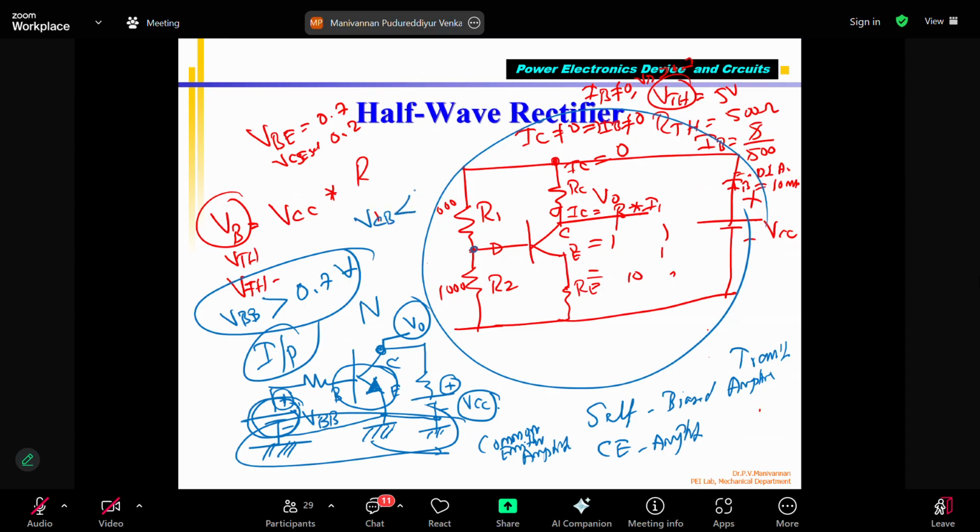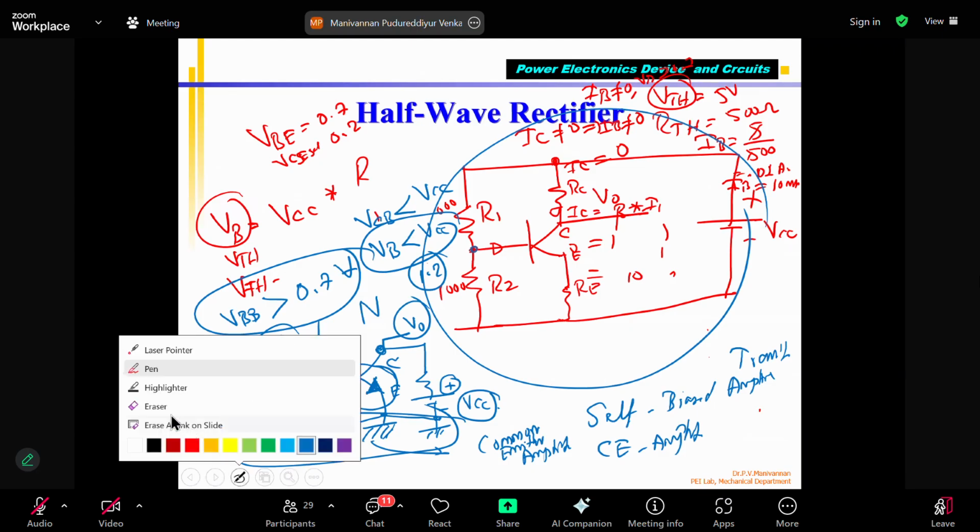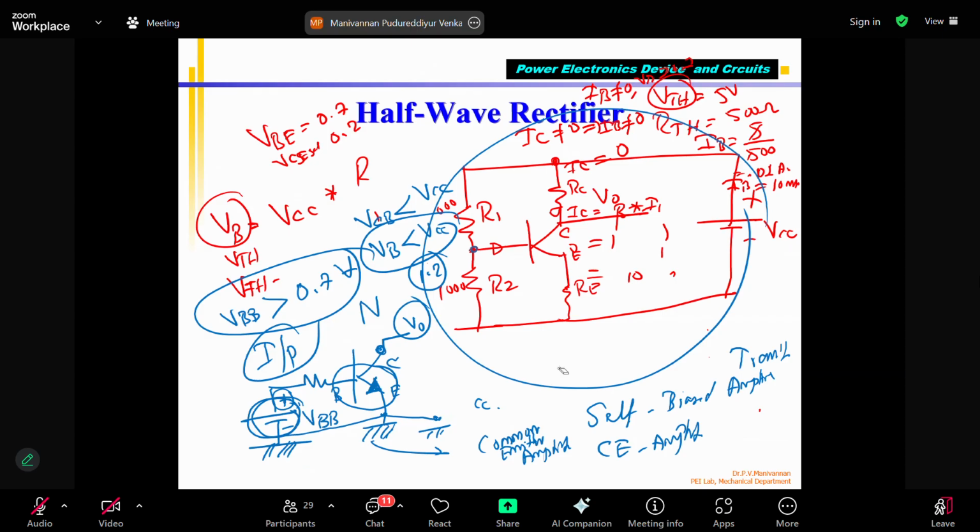The other one, we have already told you, is VCB should be lesser than VCC. Or I can say that VB should be smaller than VCC. How much? 1.2 volts. Then only the transistor will conduct. That means you need two power supplies. Suppose you have only one power supply, how will you bias your transistor? You can bias using what you call a self bias.